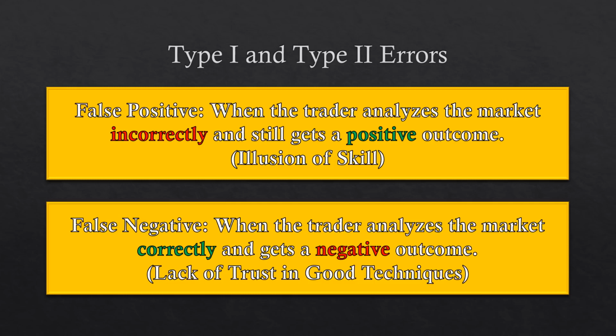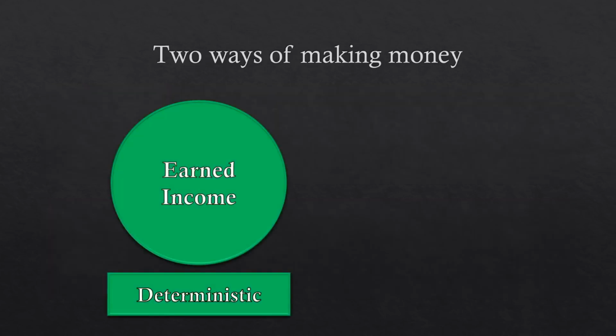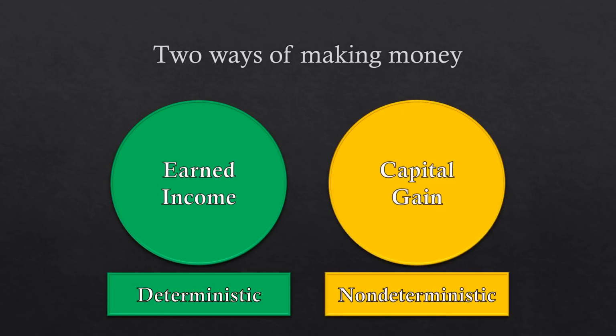In summary, earning an income is deterministic because acting correctly generates the desired outcome. Capital gain is non-deterministic because acting correctly is not a guarantee of having a good outcome due to the unavoidable uncertainty of the future, which is created by the problem of limited information in the markets.